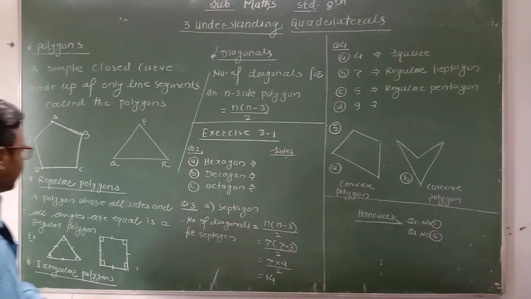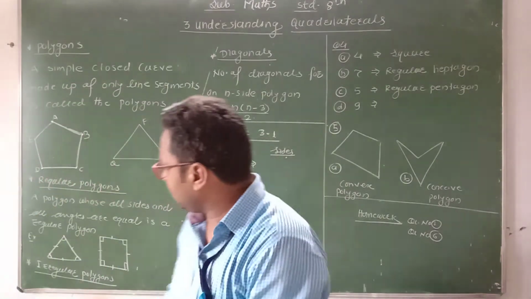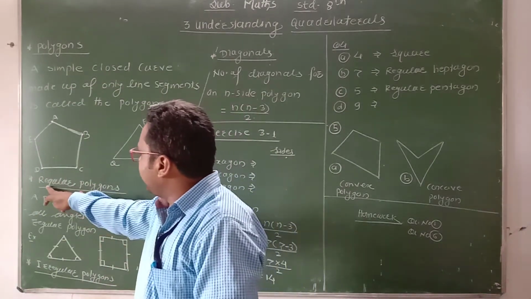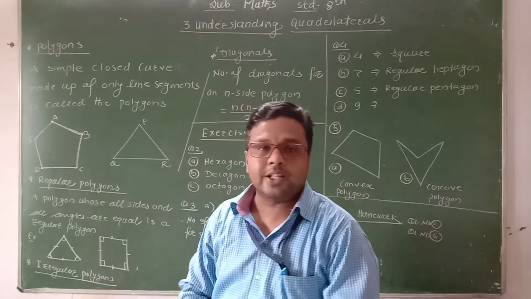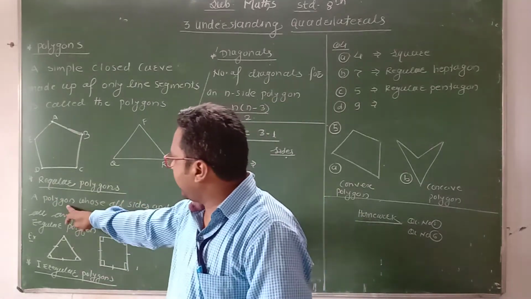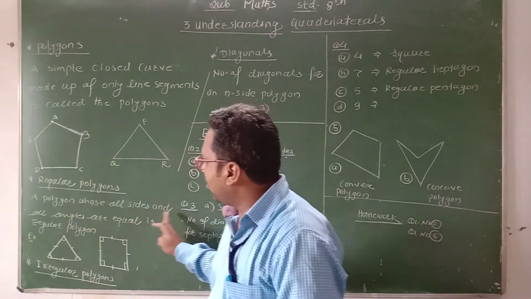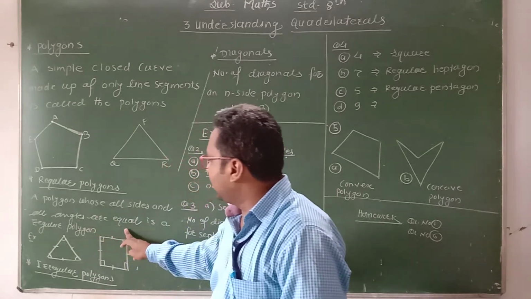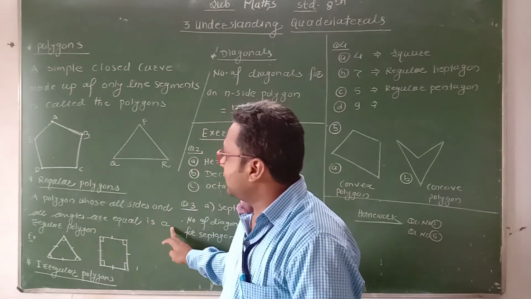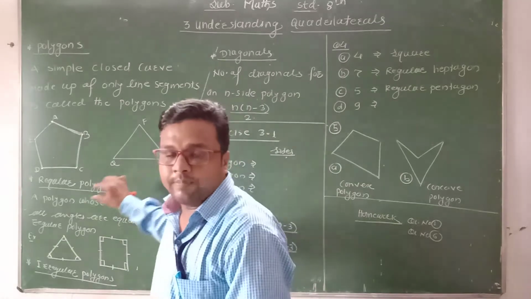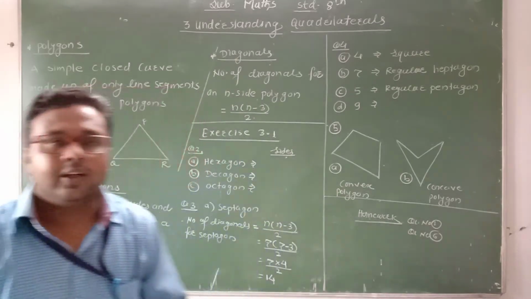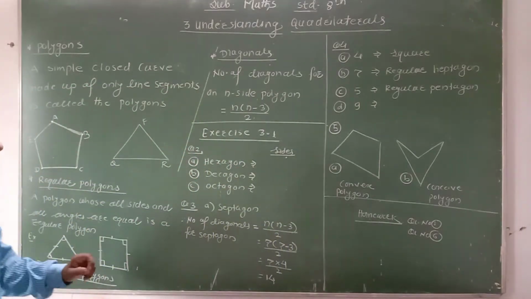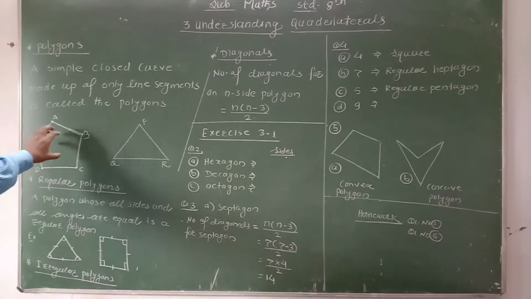Okay. Now see the types of polygon. First type is regular polygon. Now what is a regular polygon? The polygon whose all sides and all angles are equal is called a regular polygon. The polygon having equal sides and equal angles is called a regular polygon.